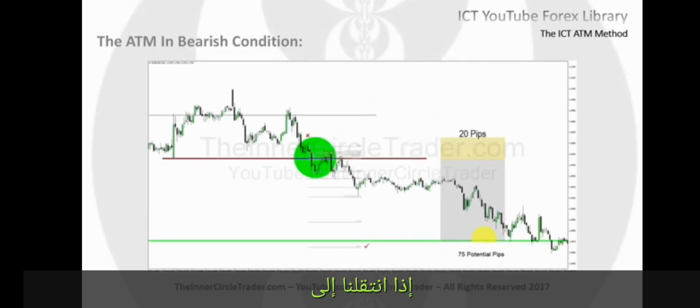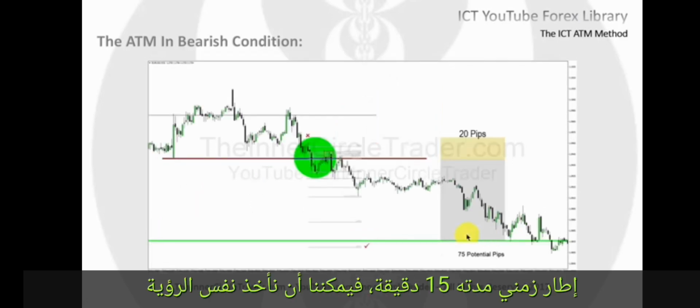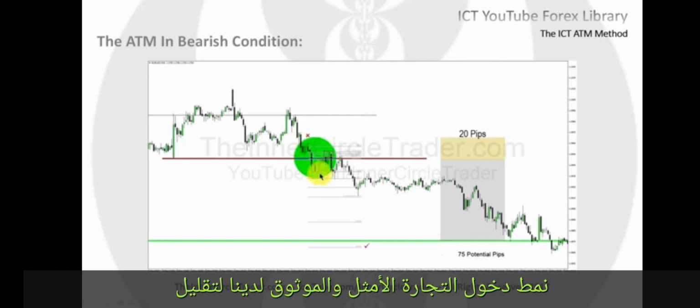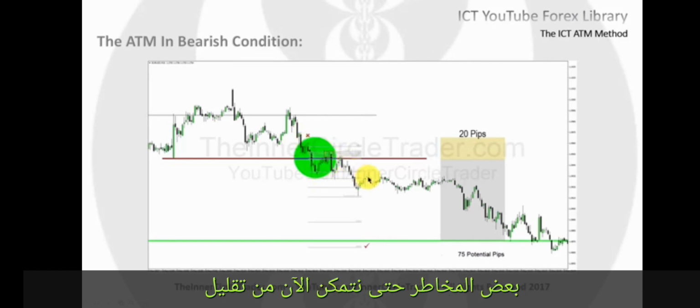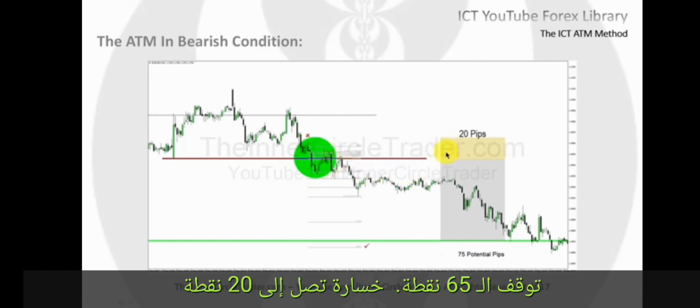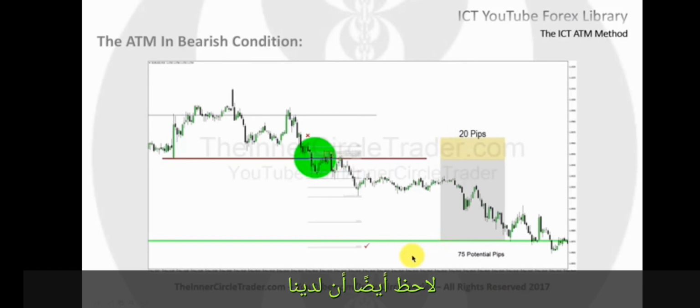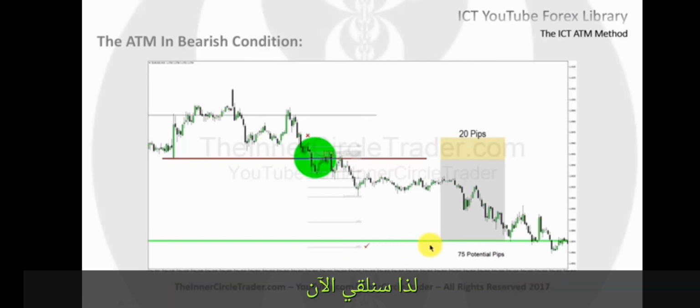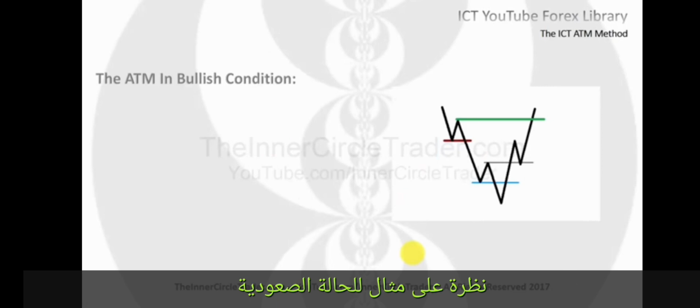If we drop down into a 15-minute time frame, we can take that same insight in here and zero in and use our trusty optimal trade entry pattern to reduce some of the risk. So now we can reduce that 65 pip stop loss down to 20 pips. Notice also that we have a Fibonacci extension of 300%, which takes us right below that low where our sell stop target would be. So now we're going to take a look at an example of the bullish condition of an ATM. Again, look at the scenario here in this crude depiction.